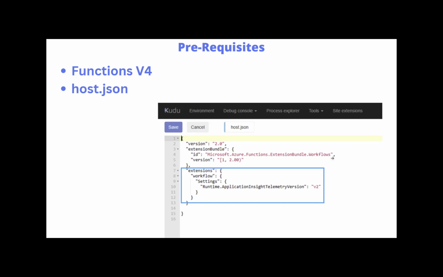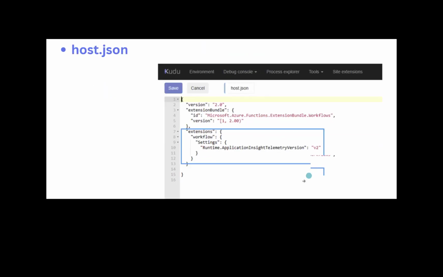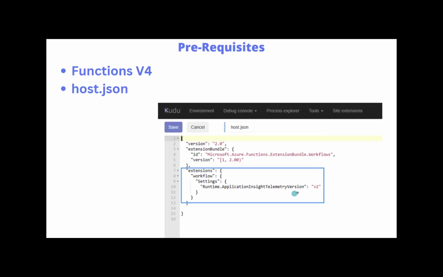That's what's supported for this feature. Then the other thing that is important is the opt-in. In the host.json file, you need to implement basically v2 of the telemetry. And when I'm in the portal, I'll show you quickly how you can edit this host.json file.